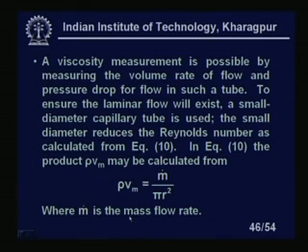To ensure laminar flow will exist, a small diameter capillary tube is used, and the small diameter reduces the Reynolds number as calculated from equation 10. In equation 10, the product rho Vm may be calculated from rho Vm equal to m dot by pi r square, where m dot is the mass flow rate, right. Vm is the mean velocity of the fluid inside the capillary tube, and multiplied by rho, it will give you the mass flow rate m dot divided by pi r square.